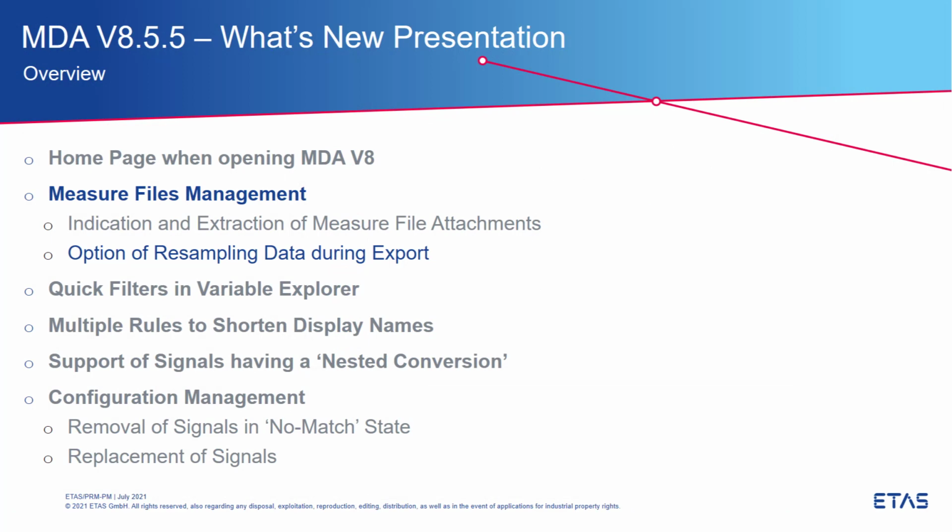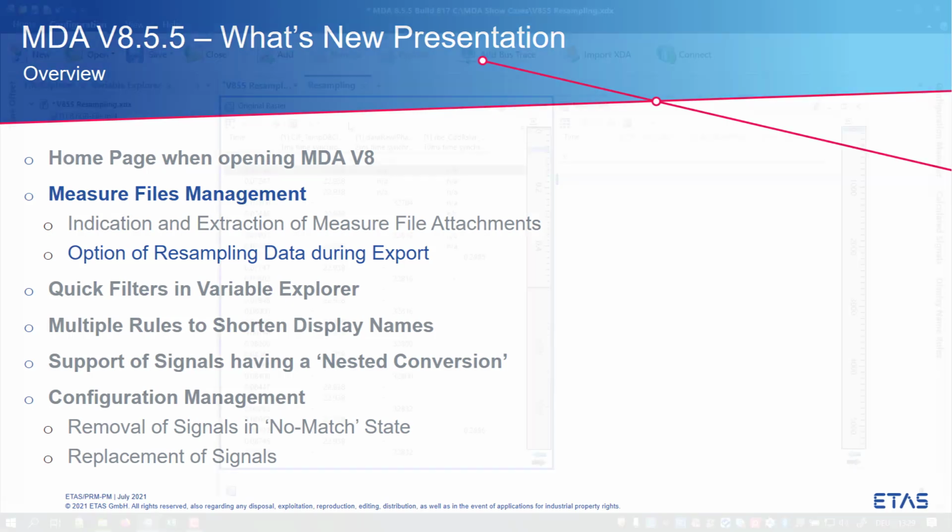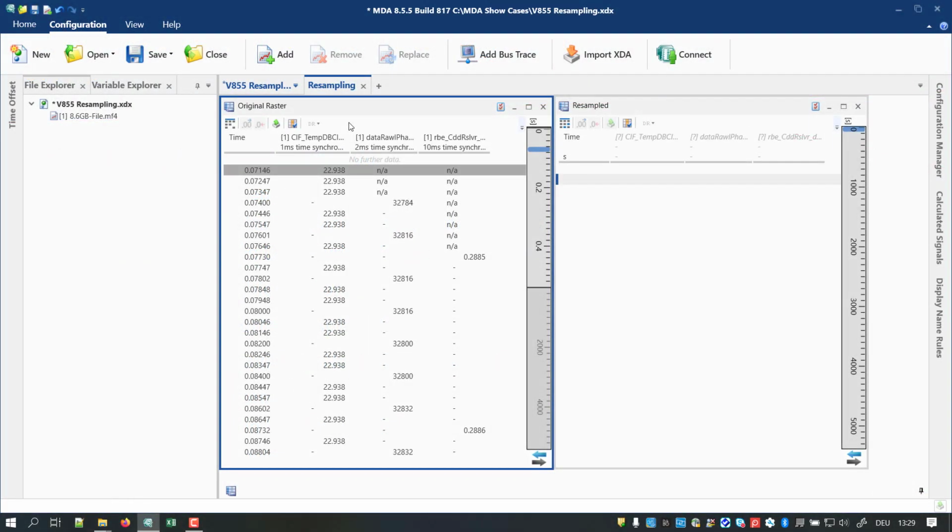Another enhancement of the export functionality relates to the time channel. Often signals are recorded in different time rasters. This can be seen well in the table instrument. Each timestamp has its own row.